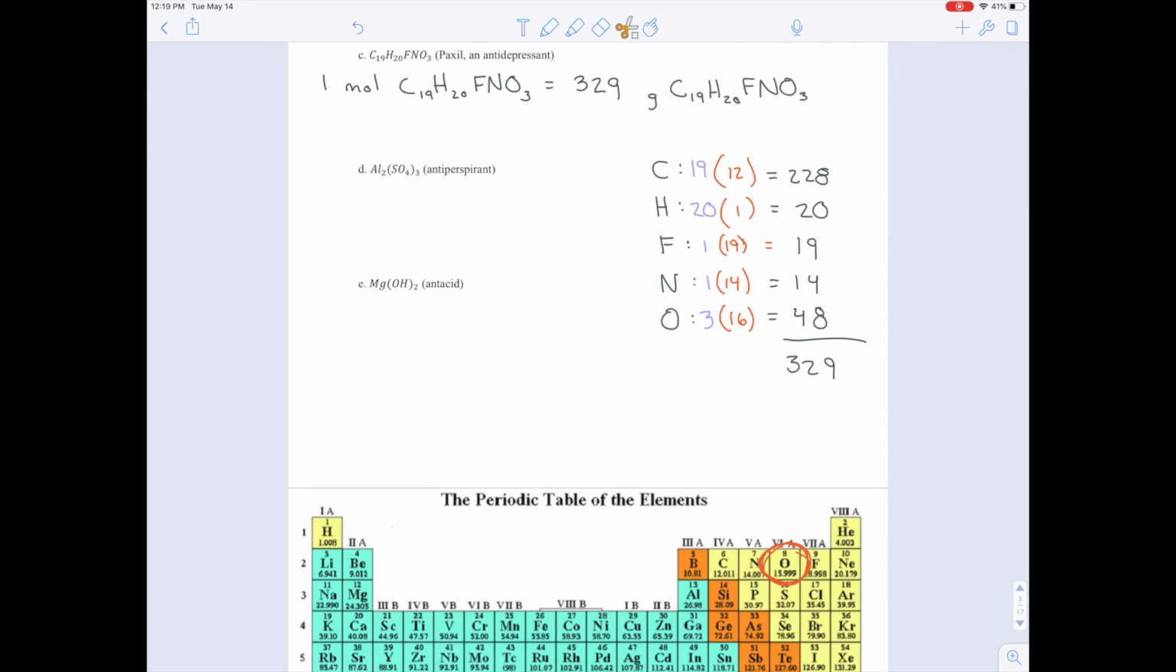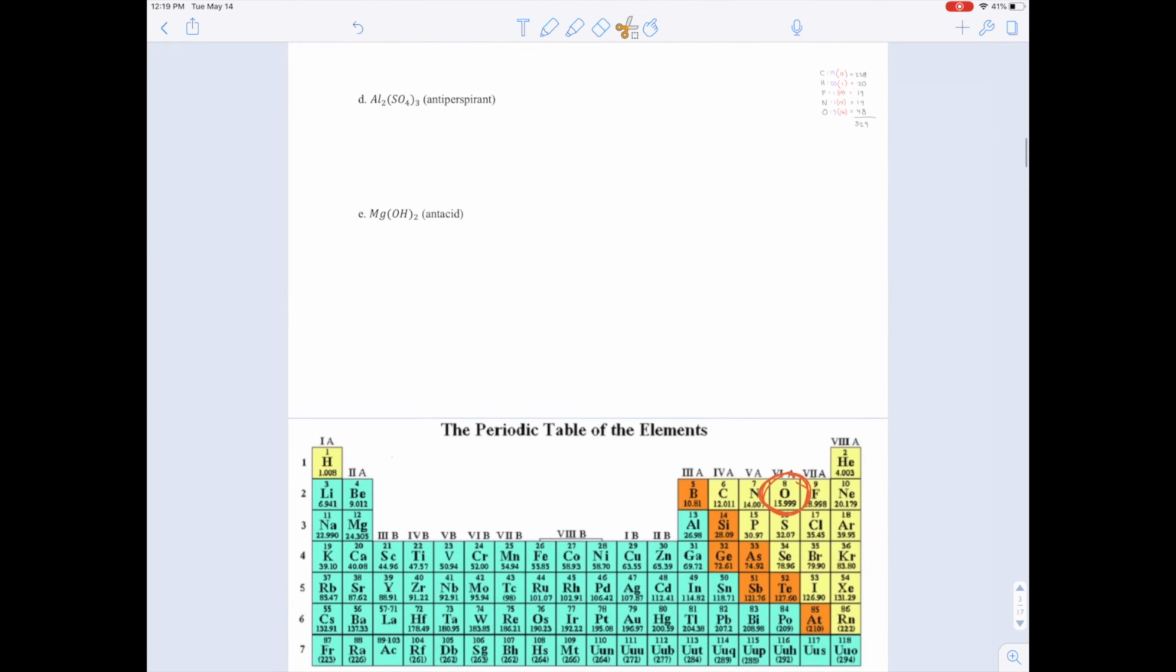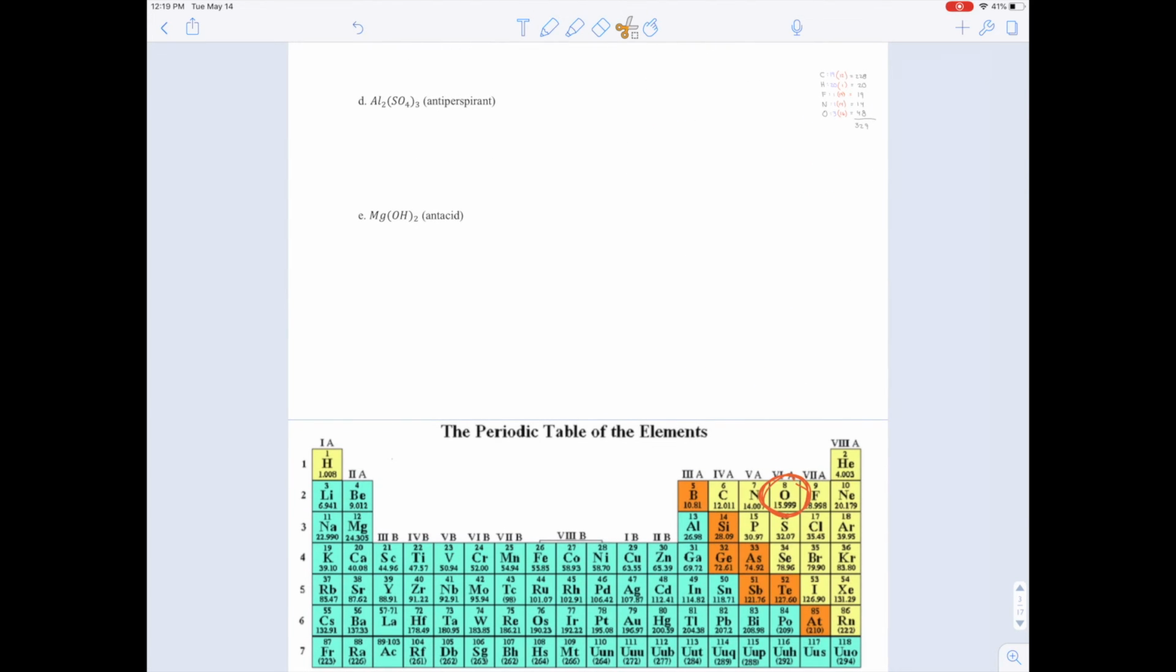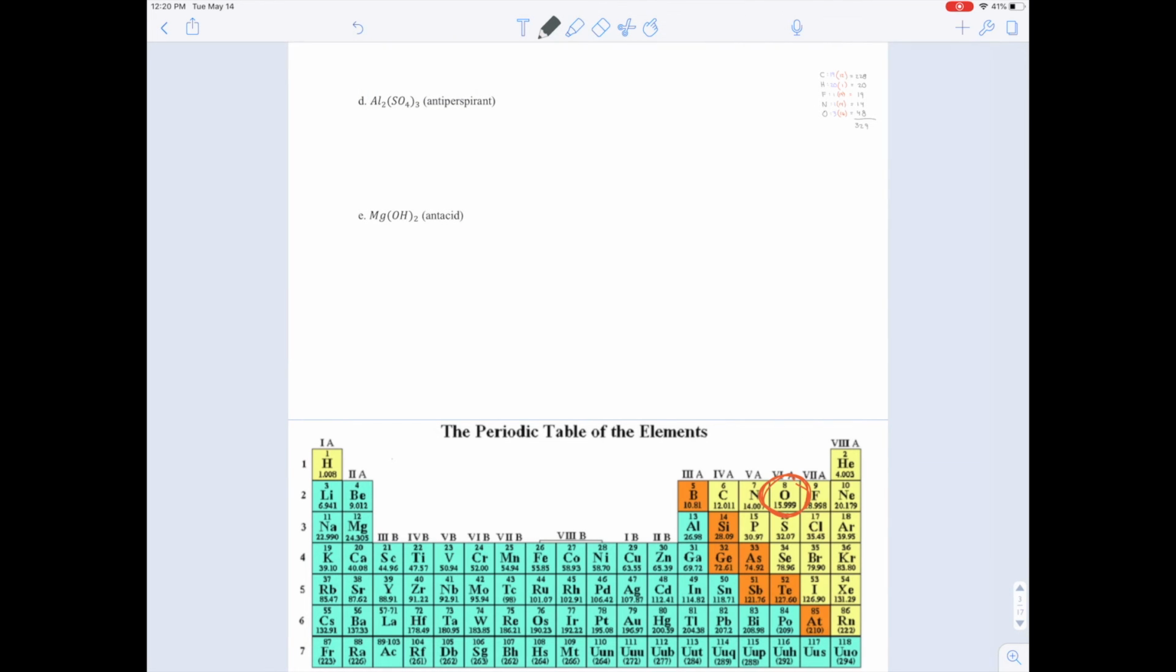Okay. Now, let's do this antiperspirant, aluminum sulfate, found in a lot of deodorants. So first thing you want to do is to list each element. We want to find out how many grams, if you had 1 mole of this compound, 1 mole of Al2(SO4)3, how many grams of the compound would you have?